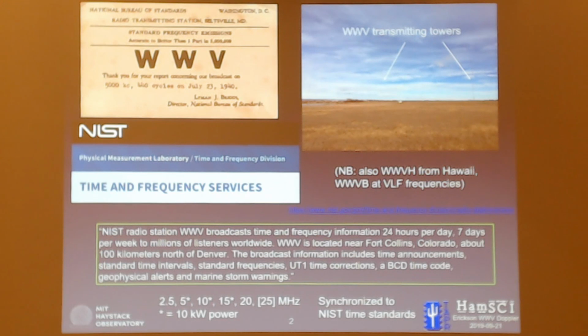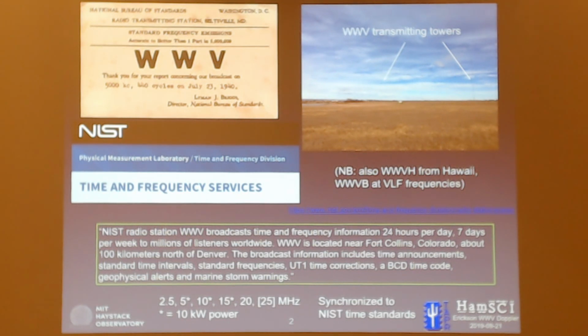So WWV, if you read it here, is ticking away 24 hours a day, 7 days a week. The transmitter complex is near Fort Collins, which is about 100 kilometers north of Denver. There's also WWVH, which is coming from Hawaii, so that's the Pacific part. And then I won't talk about WWVB, but that's down at 60 kilohertz, and people's watches that automatically set themselves are often actually picking up that VLF signal, which has time code on it.